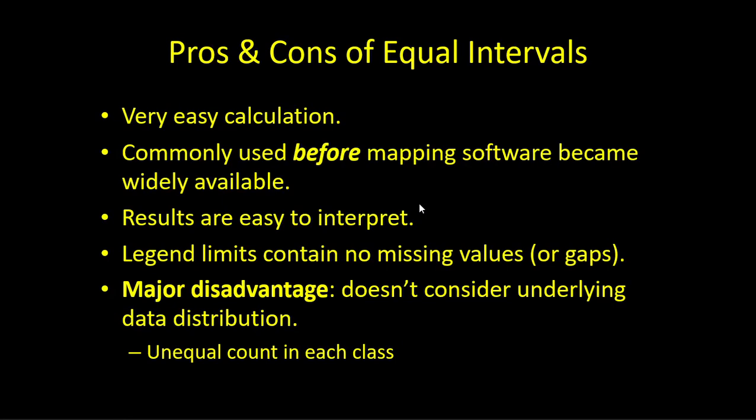One of the major disadvantages is it doesn't consider the underlying data distribution. So you can get an unequal count in each class. So let's go ahead and take a look at the map.